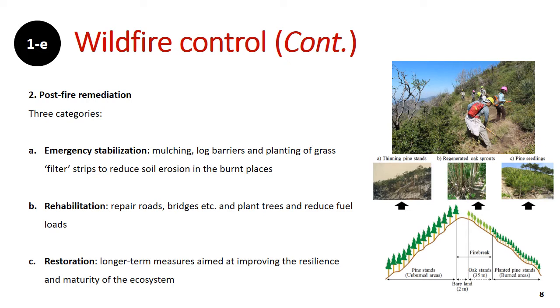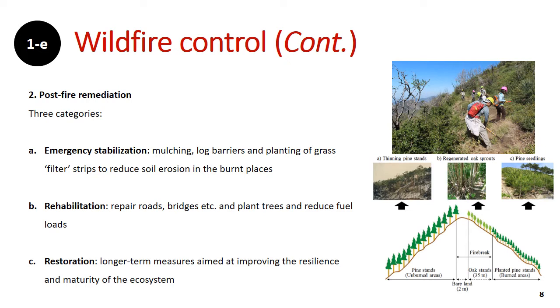However, if a forest fire happens, then you have to do post-fire remediation, by which you are basically trying to improve the situation or reduce the risk of degrading the land, and also help the forest to recover and get back to its normal situation. And you can do three types of activities. First one is called emergency stabilization, and in this technique you are basically trying to go to the burnt areas and put things that would minimize the erosion, for example, like mulches, log barriers, and other techniques.